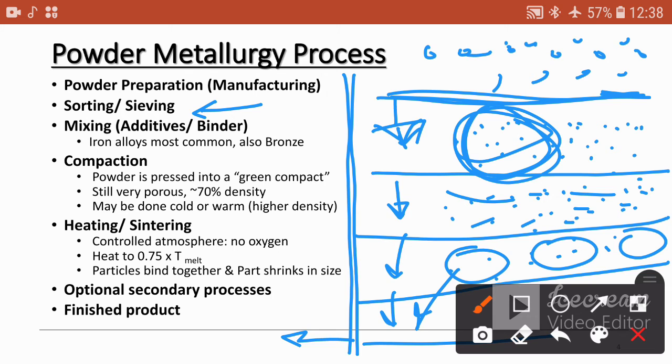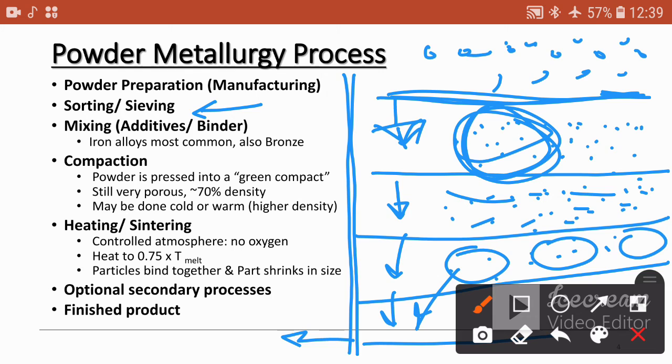So first step, making powder. Second, keeping the powder which is required by using the sieving process. Third, then mixing, addition of additives and binders. We will add some additives and binders for proper compaction and proper bonding between the metallic powders. Next process is compaction. Then we will compact the particles, okay, by some dies or some forming processes.